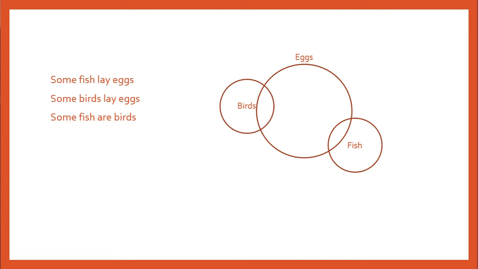Because we can move the bird circle over here so that it's not touching the fish circle at all, it does not have to be true that some fish are birds just because some fish lay eggs and some birds lay eggs. So this makes the syllogism invalid.